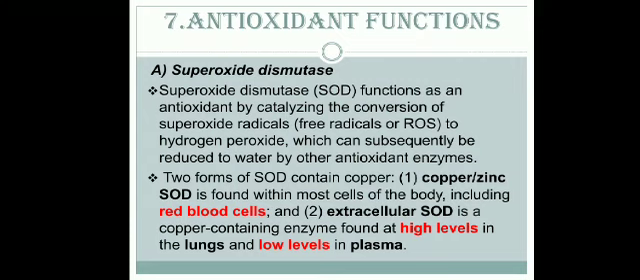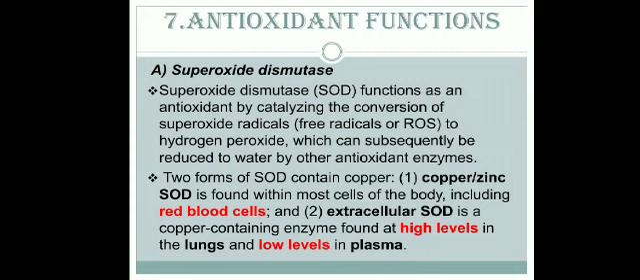Now the two forms of SOD containing copper are the copper or zinc superoxide dismutase, which is found in almost all the cells of the body, including the RBCs. And the second type is the extracellular superoxide dismutase, which is a copper containing enzyme found at high levels in the lungs and considerably low levels in the plasma. So these two enzymes contain copper, and copper is very essential for the functioning of these enzymes.